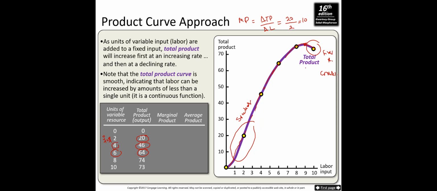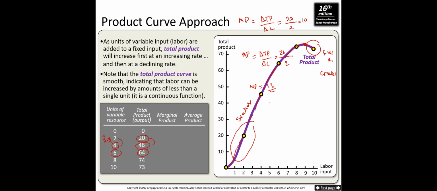Okay. Now let's calculate the marginal product at 4 workers. Change in total product divided by change in labor. Total product increases from 20 to 46, 26 units, divided by labor changing from 2 to 4, 2 units. So marginal product turns out to be 13. You see, the additional workers have more productivity than the first 2 workers.